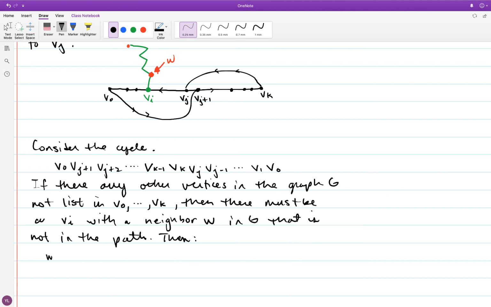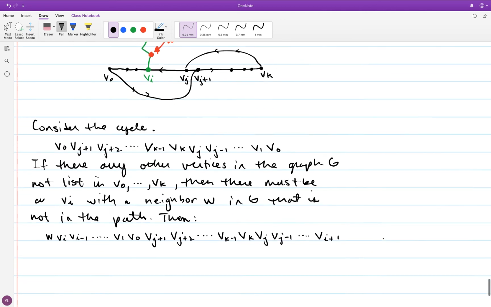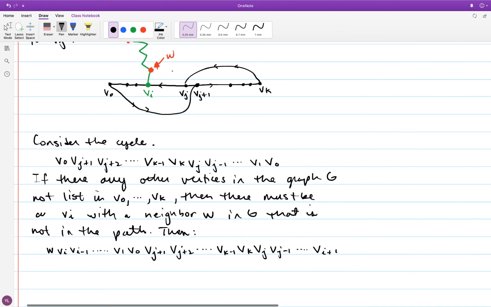Take a look at this path. I'm going to start at W. I'm going to go to VI, their neighbors. I'm going to go down to V naught. And then I'm going to hop over to VJ plus 1. And then I'm going to continue on over to VK. I'm going to hop back to VJ. And then I'm going to continue back down to VI. I'll stop short of VI itself and just go to VI plus 1. Then take a look at this path that I've created. The visual helps me see what it's doing.